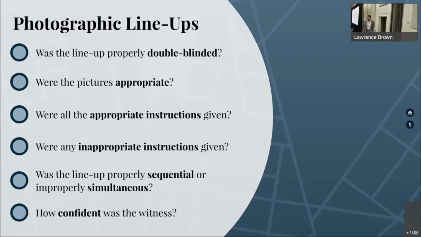So one of the important questions that unfortunately is not asked nearly enough is, at the time of identification, how confident are you in your selection? 60%, 70%, 80%, 100%, whatever. That's an important question that you should pay attention to, or suggest if you don't see it.